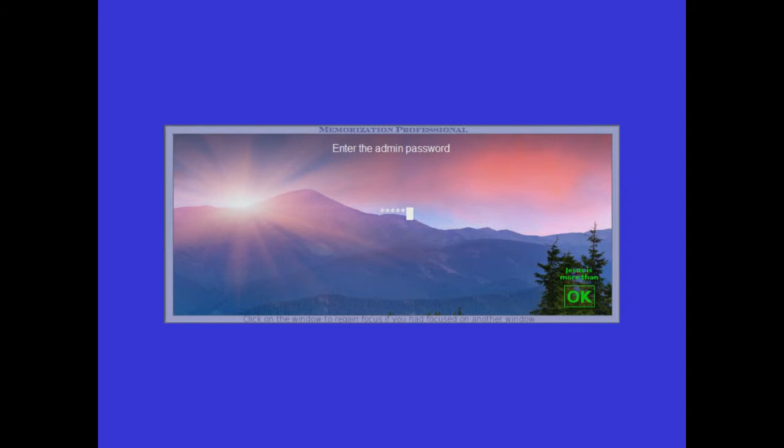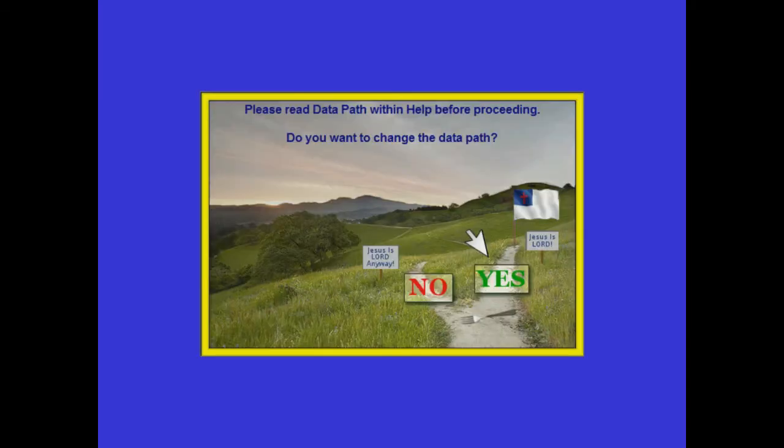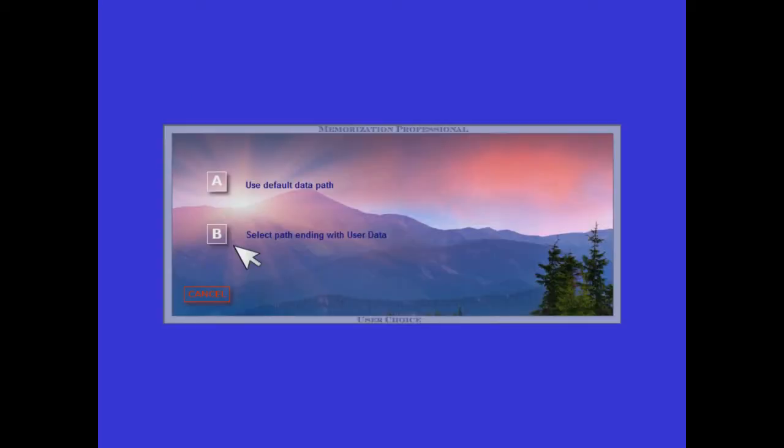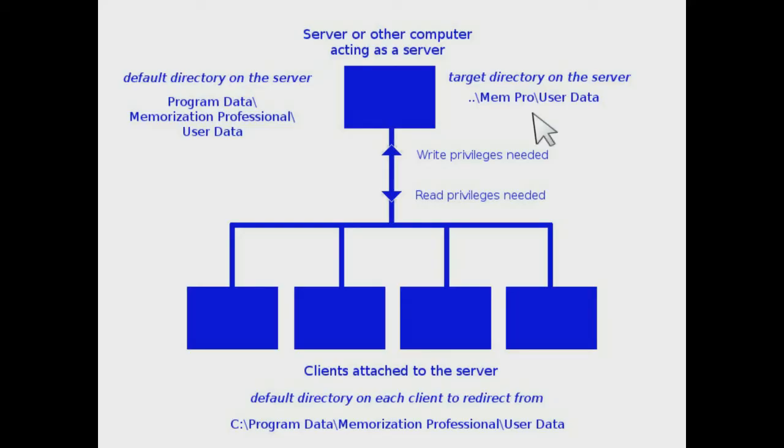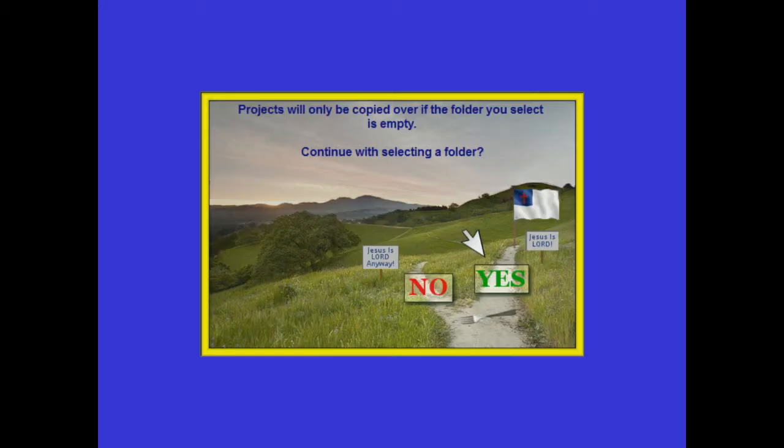After entering the password, a confirmation dialog will appear asking if you want to change the data path. Select Yes. Another dialog appears where you can select Use Default Data Path or select path ending with User Data. Click on B, Select Path Ending with User Data. A confirmation dialog appears letting you know that the target directory, the folder that you select, must be empty of any other folders or files to be able to copy over the folders. This is why this must be done on the server first and not the clients. This prevents the data on the clients from overriding the data on the server.